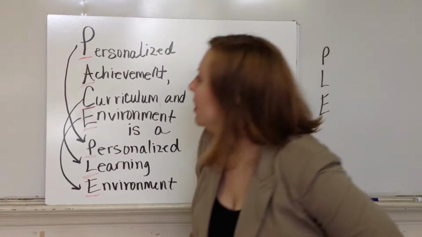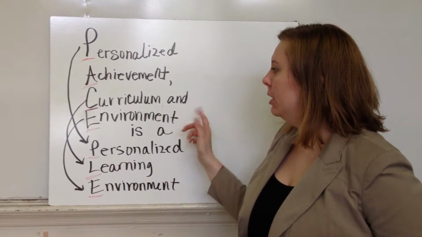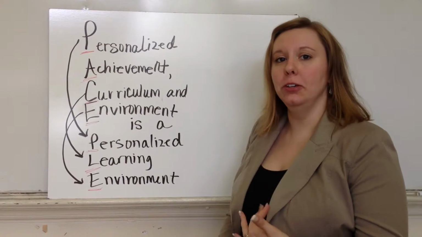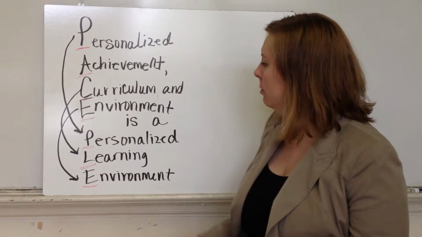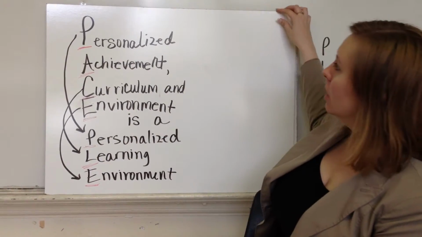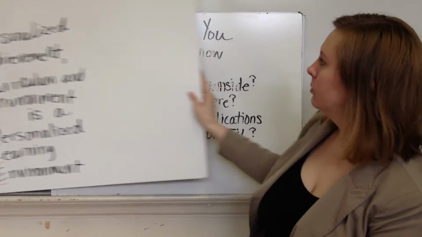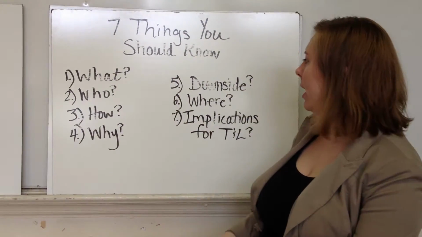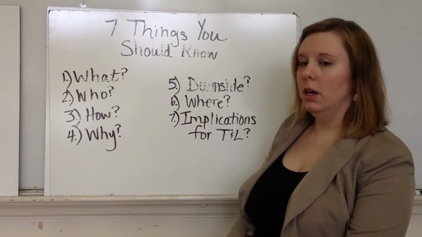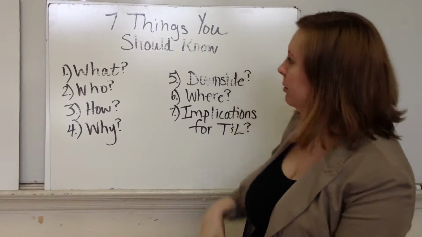Okay, so personalized achievement, curriculum, and environment is a PLE. You've heard them both. Maybe you're thinking, huh, what? A little too much at the same time? It's really simple. I'm going to break it down. 7 things you should know: what, who, how, why, the downside, where, and the implications for teaching and learning.